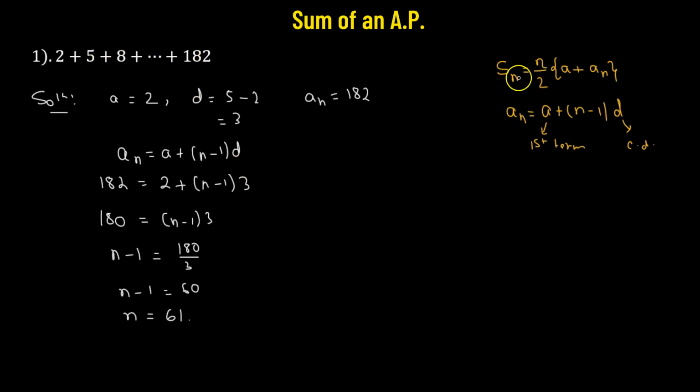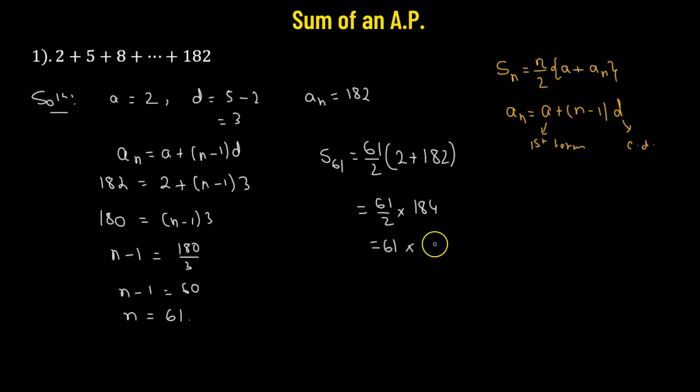Now that we have the value of n, we can obtain our sum. So our sum up to 61 terms will equal 61 divided by 2, all multiplied by 2 plus 182. That gives us 61 over 2 multiplied by 184, which is 61 multiplied by 92. So 61 times 92 is equal to 5612. So this is the sum of the given arithmetic progression. Now let's move on to the next problem.